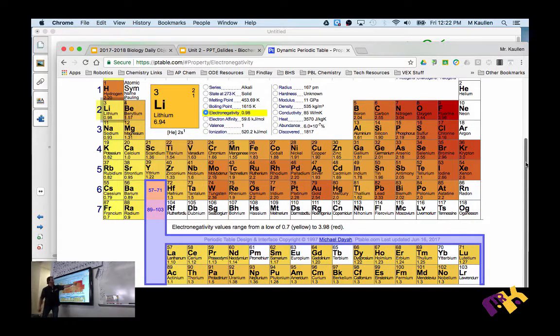Oxygen is 3.44, so both of them were oxygen. So we look at how different they are. We subtract them from one another. The lower the number, the less polar it is. If it's 0.5 or less, we're going to say that it's non-polar covalent. If it's between 0.51 and about 1.7, it's going to be polar covalent. If it's anything beyond that, it's ionic. They're so different that the greedy one doesn't give it back.